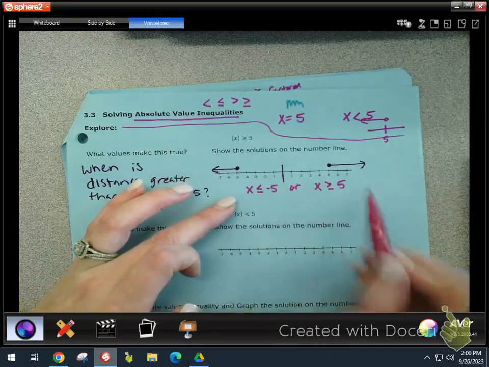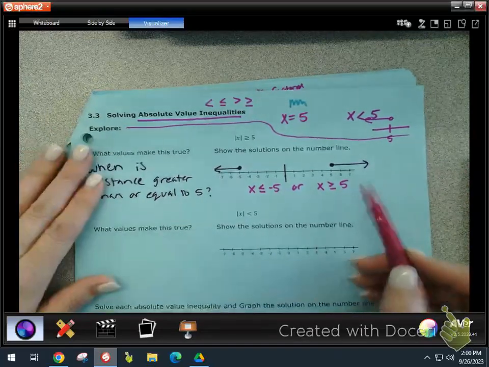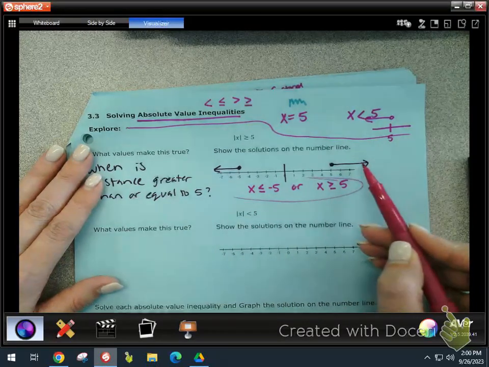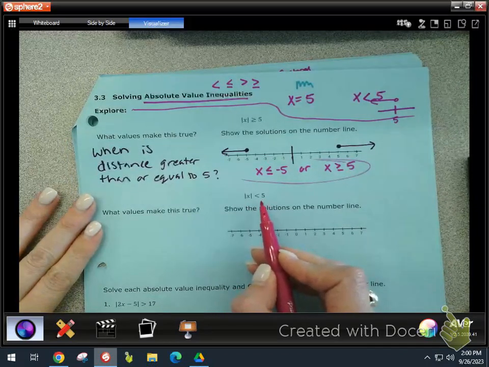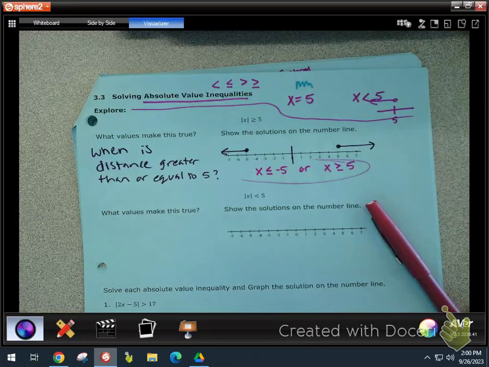Of course, we'll get this from the algebra, and then we'll put it on the number line. But you have this is your solution set, and then this is the graph of your solution set. And then the other type of problem we're going to look at right now is absolute value is less than 5. So in words, what are we looking for?